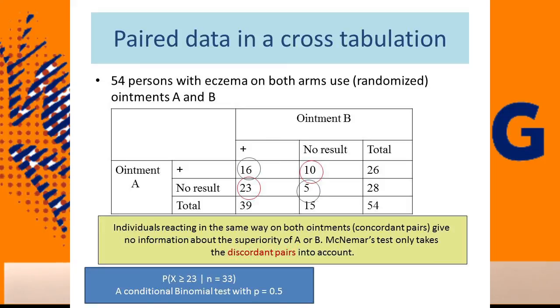Conditional on the fact that there are 33 discordant pairs, what is the probability to find 23 or more individuals giving preference to ointment B? This is a one-sided p-value. If we test the null hypothesis against the two-sided alternative, we will have to double this p-value. There is also a chi-square approximation to calculate this by hand. This is known as McNemar's test, and the formula based on the discordant pairs is given here.